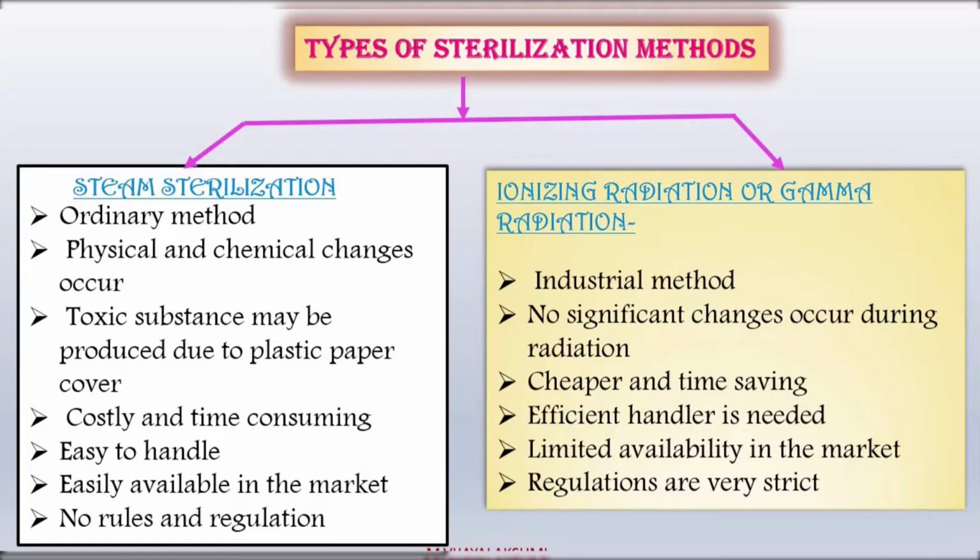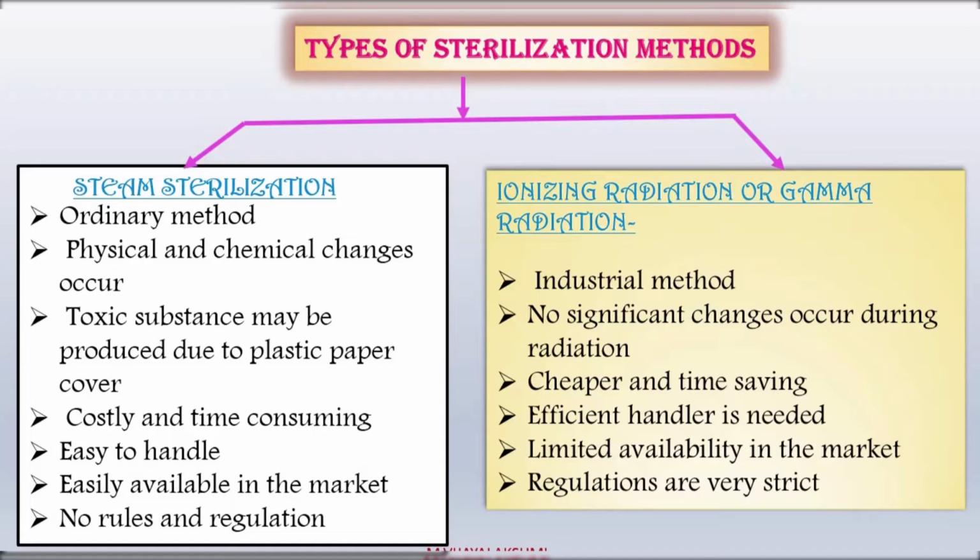The first one, steam sterilization, is an ordinary method. Here, physical as well as chemical changes may occur in the plastic papers. But in ionizing radiation, no significant changes occur during the radiation because it is an industrial method.